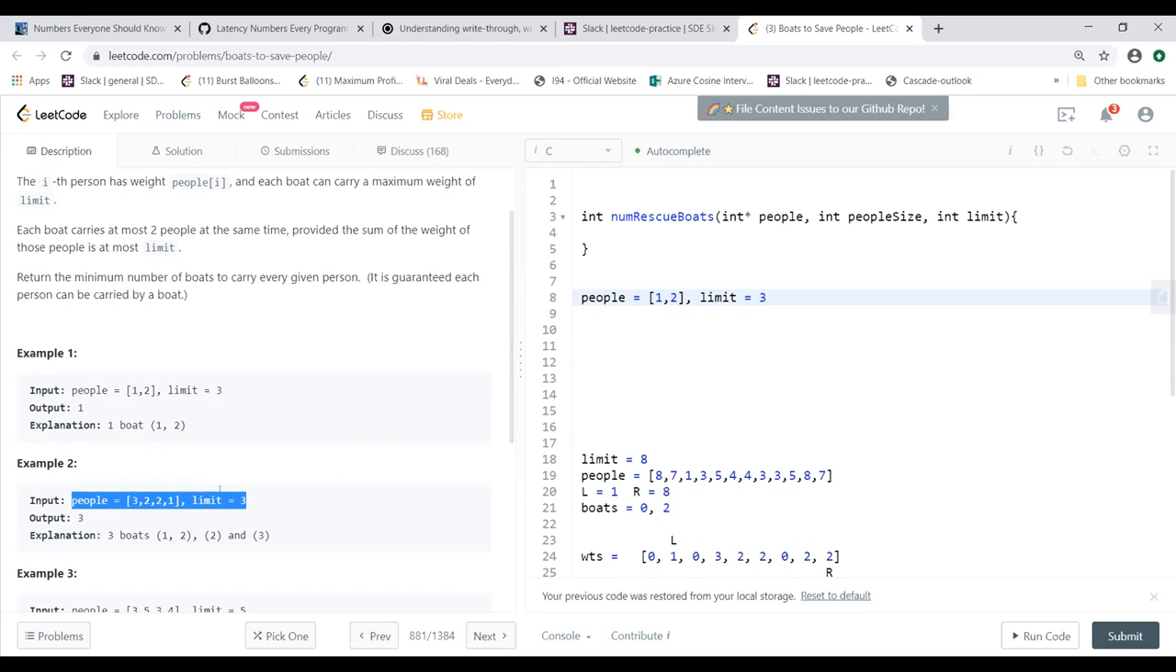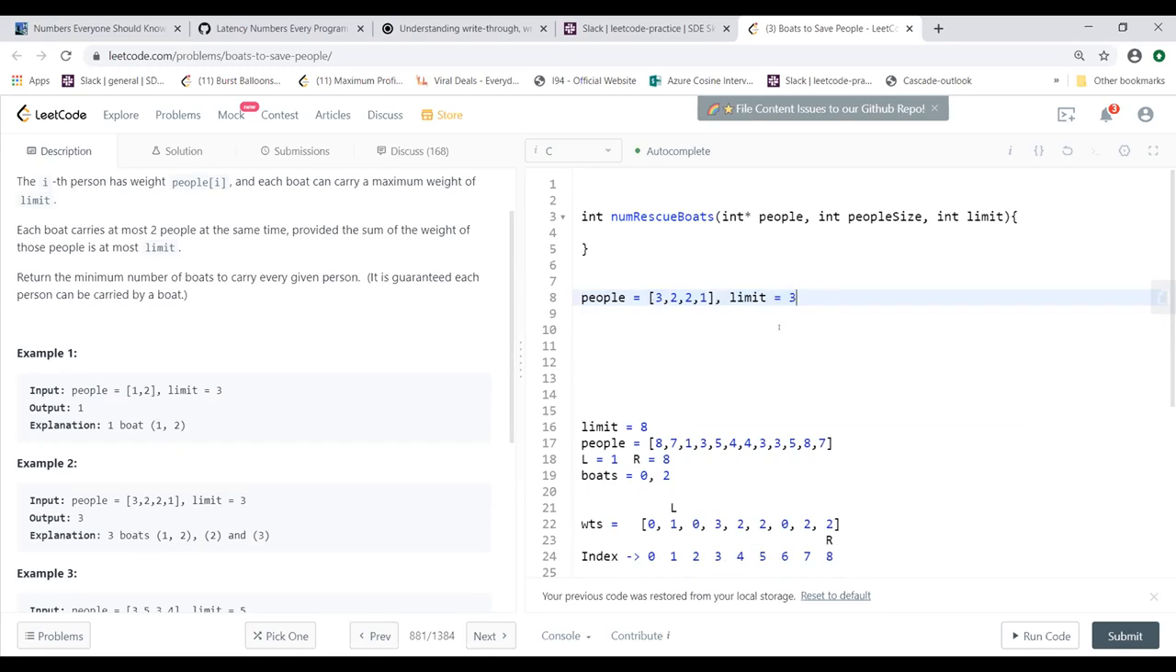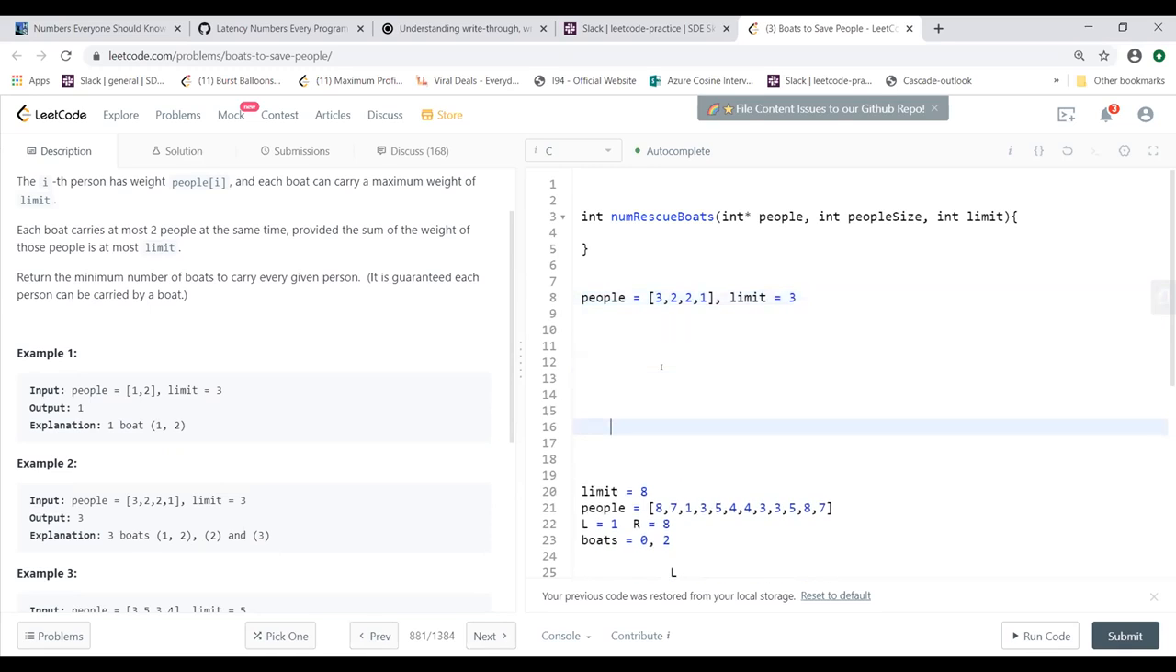And if we have another example here, you have 4 people, one has a weight of 3, two of them have a weight of 2, and the other has a weight of 1. So here you need 3 boats. It will be a combination of the people with weights 1 and 2, the second will be just a 2, and the third will carry only the person whose weight is 3.